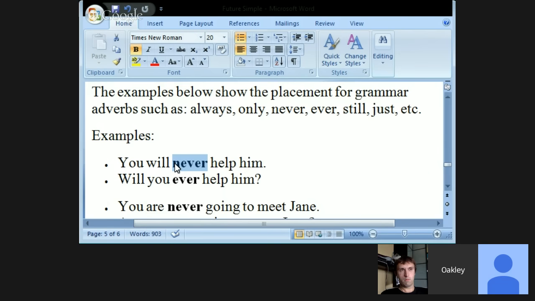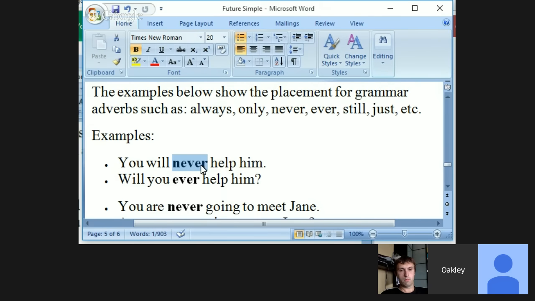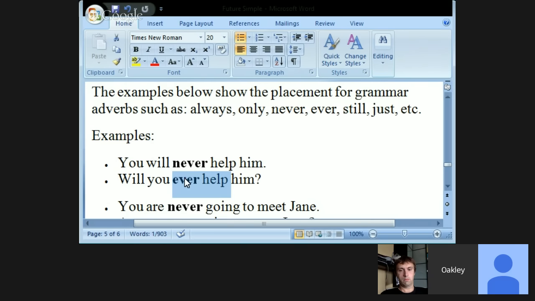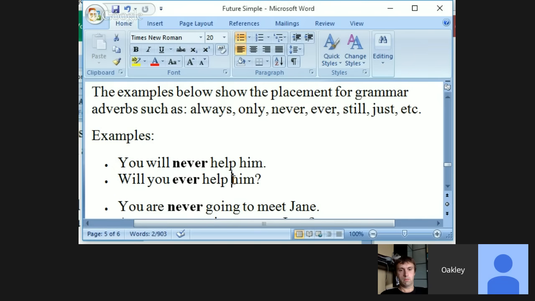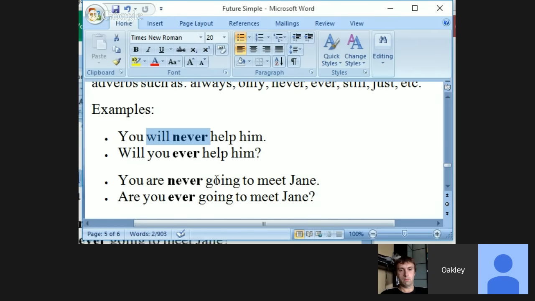Other adverbs may make sense to put in front of the sentence or behind. The thing to remember is that it will always be correct right here. Sometimes if you move it around in a sentence, it will change the meaning of the sentence, or sometimes it won't work at all, as in this case. Other times you move it around and it changes the meaning completely. So you've got to be careful of that. That's where to put it to be safe. Again, following this first auxiliary. Same thing here: you are never going to meet Jane.